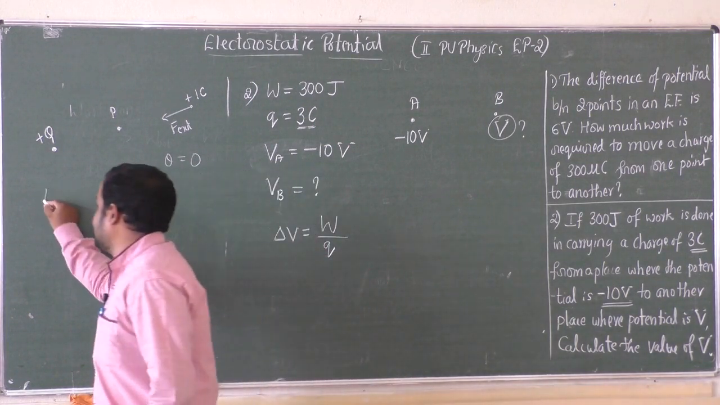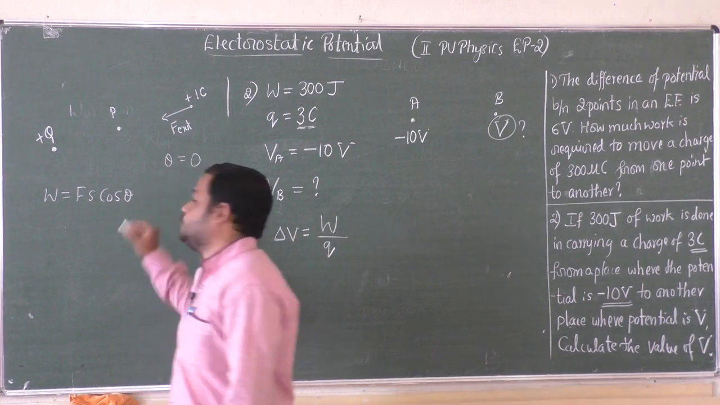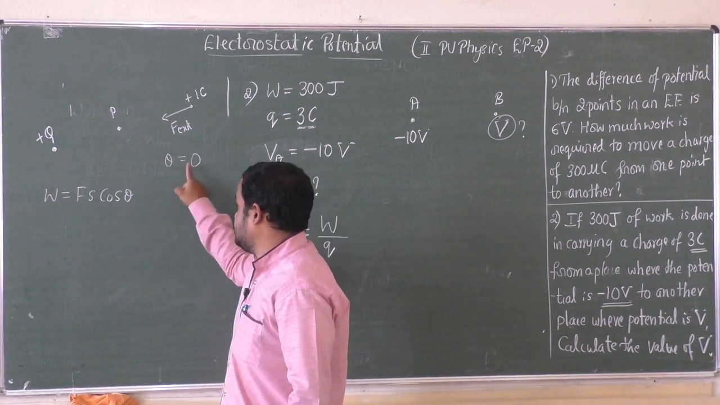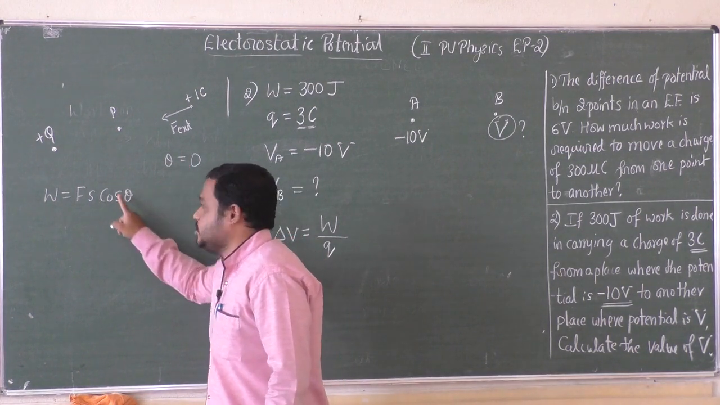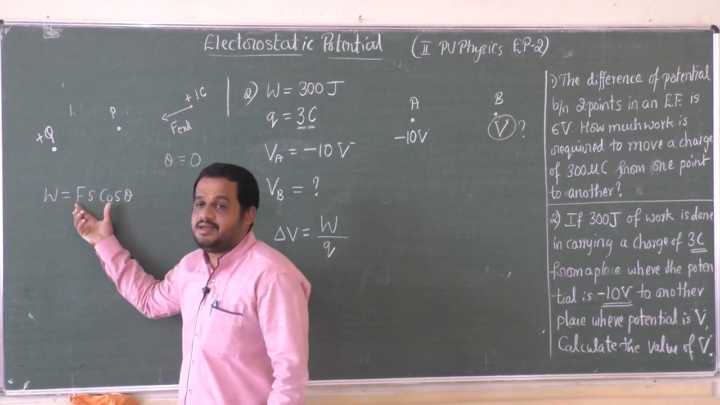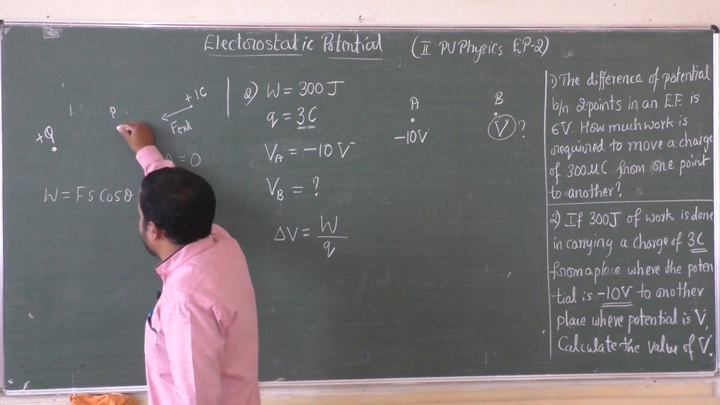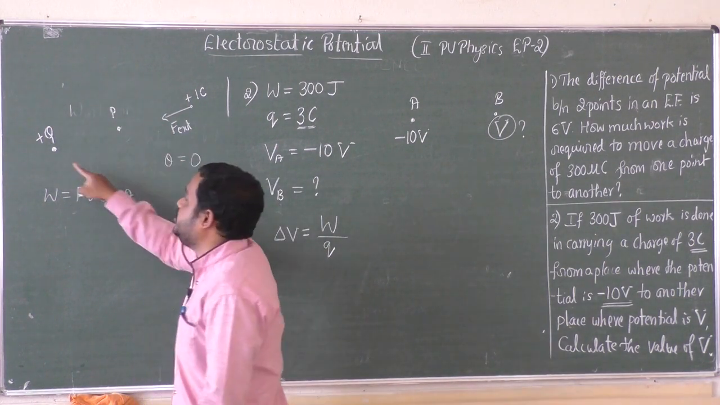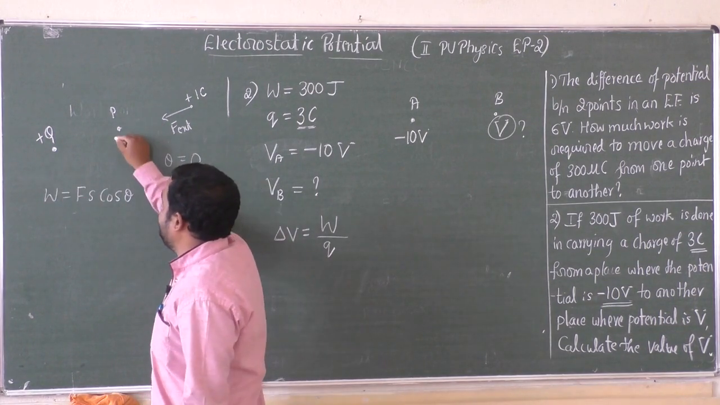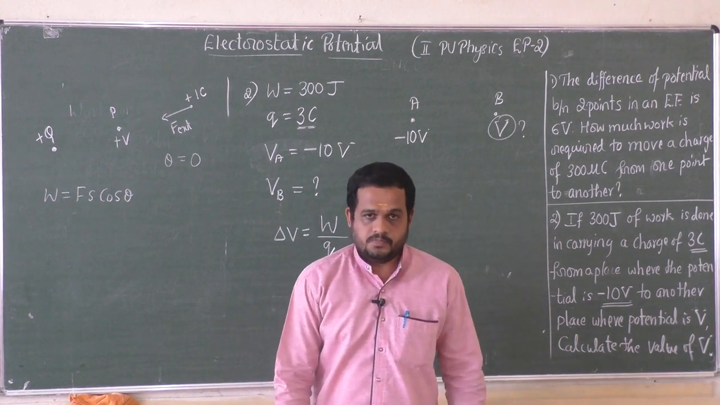We know that work done is given by W is equal to Fs cos theta, dot product of force and displacement. If theta is equal to 0, cos 0 is 1, W is equal to F into S, that means work done is positive. So if you measure potential at any point due to this positive source charge, then potential at any point will be positive.